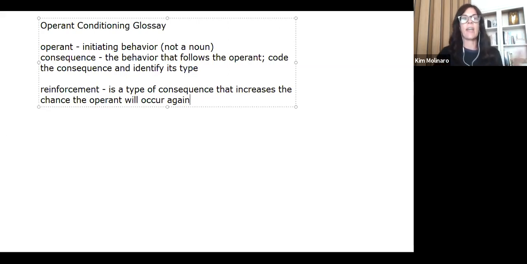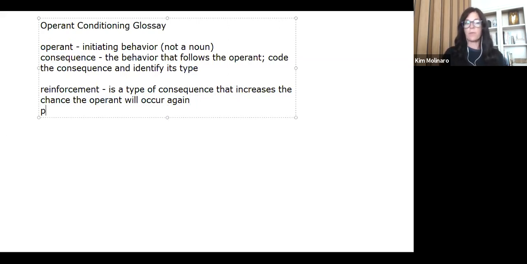So every action has a reaction. The initiating action is the operant. The reaction is the consequence, and then we code the consequence. One term that we've addressed so far is reinforcement. It's a type of consequence that increases the chance that the behavior that preceded it will again occur.